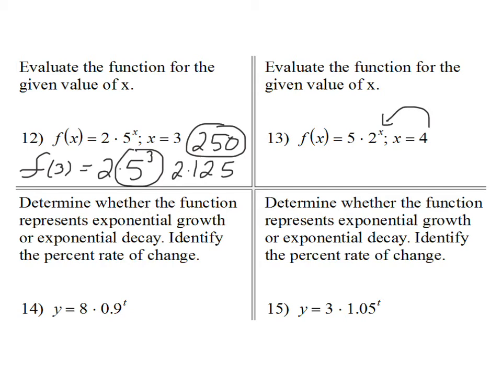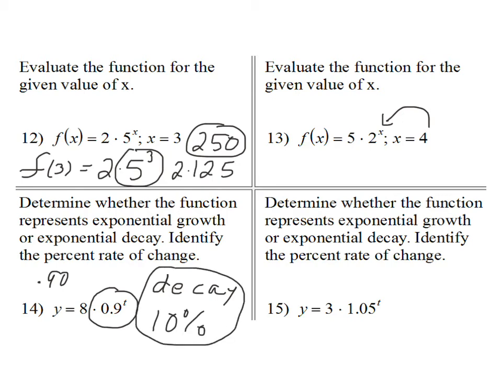Here we're dealing with growth and decay. So remember, this is the part we're concerned about. This is the exponential part. And since this is 0.9, which is less than 1, that represents decay. But the rate that it's decaying is how many cents this is below a dollar. Well, if that's 0.90, that's 90 cents. That's 10% or 10 cents below. So it's decaying at a rate of 10%.